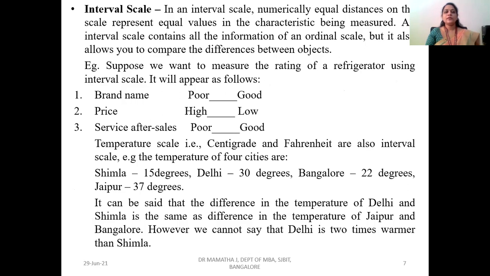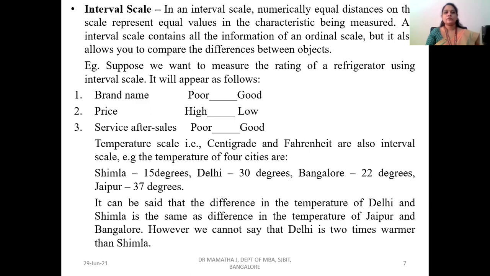So here it gives a difference between each parameter. Okay. So here the numerical equal distances on the scale represent equal values in the characteristics being measured. For example, suppose we want to measure the rating of a refrigerator on the interval scale. So it will appear as the following. You can see it on the slide.